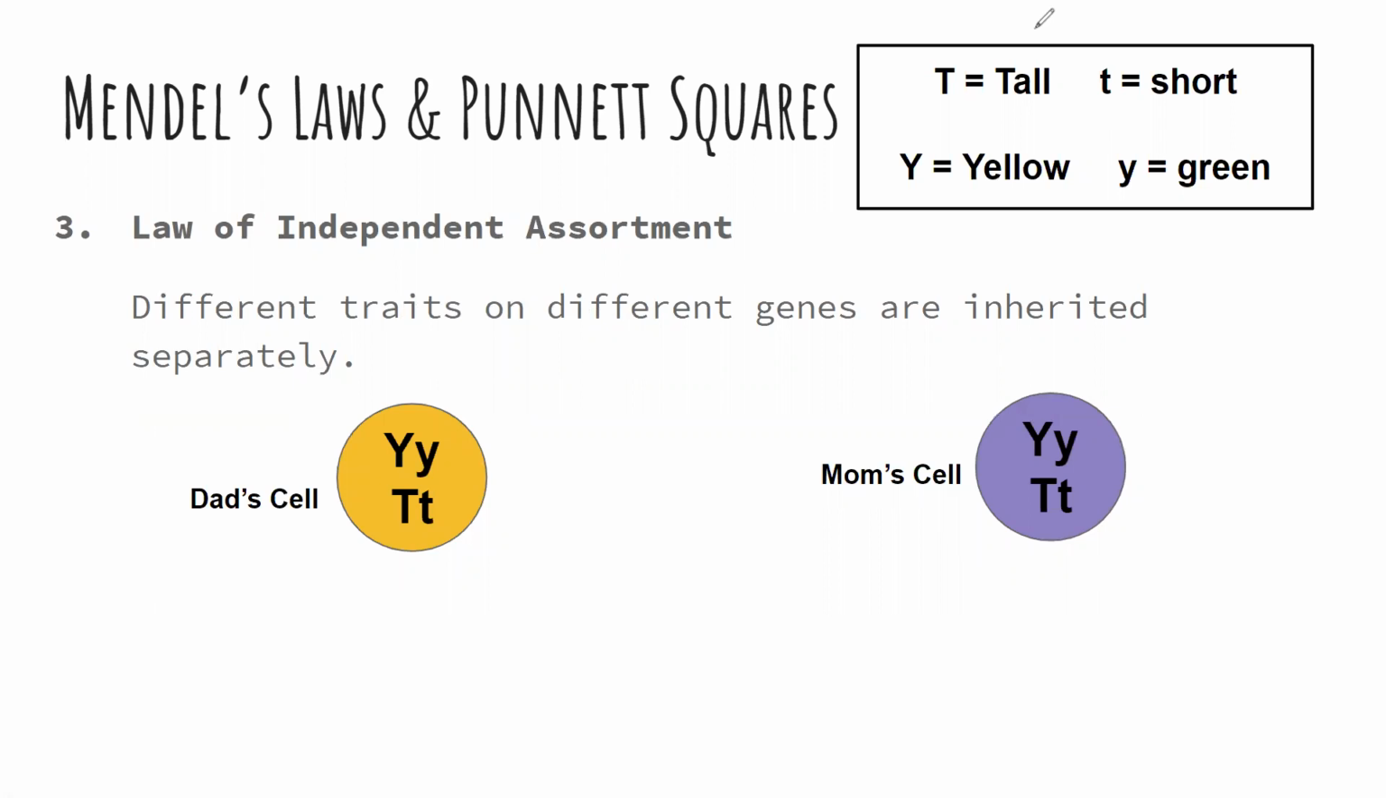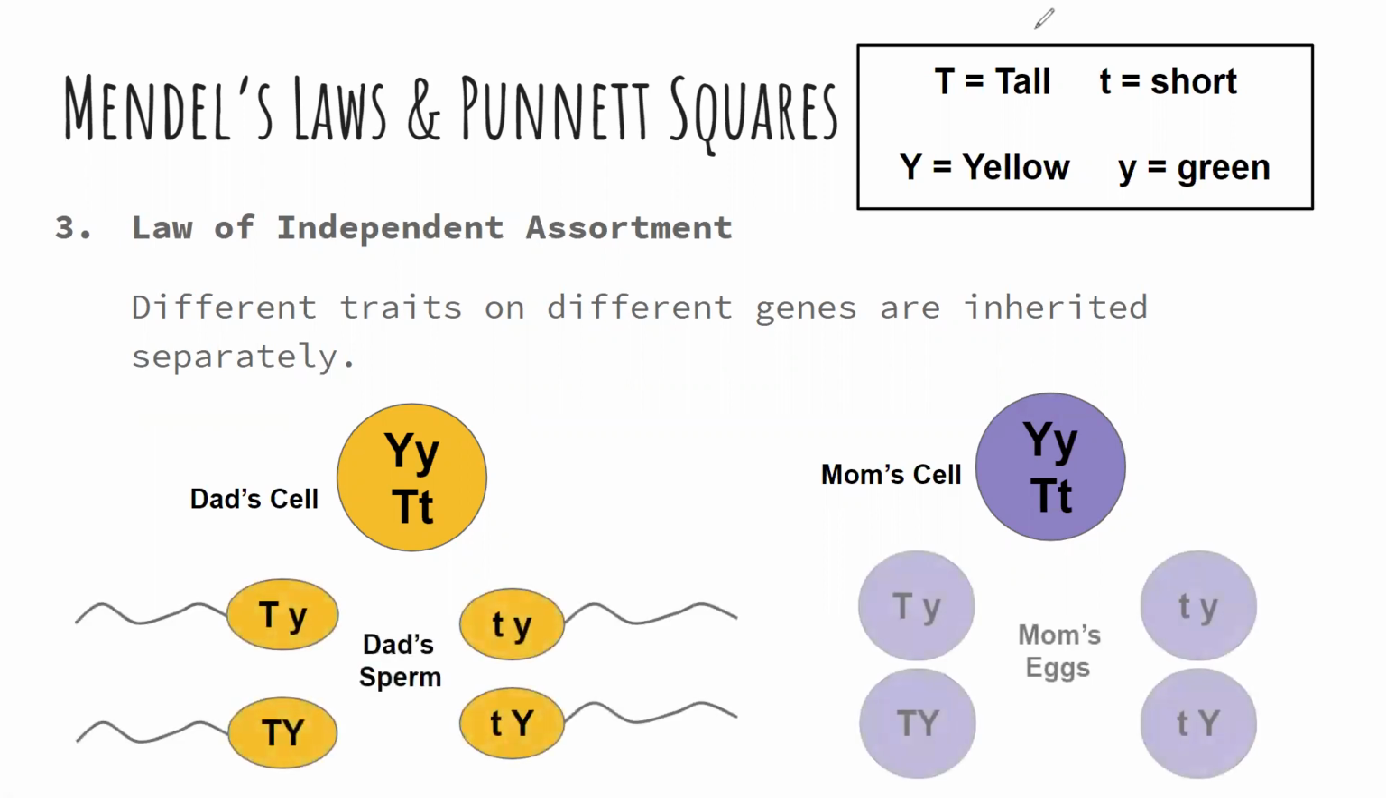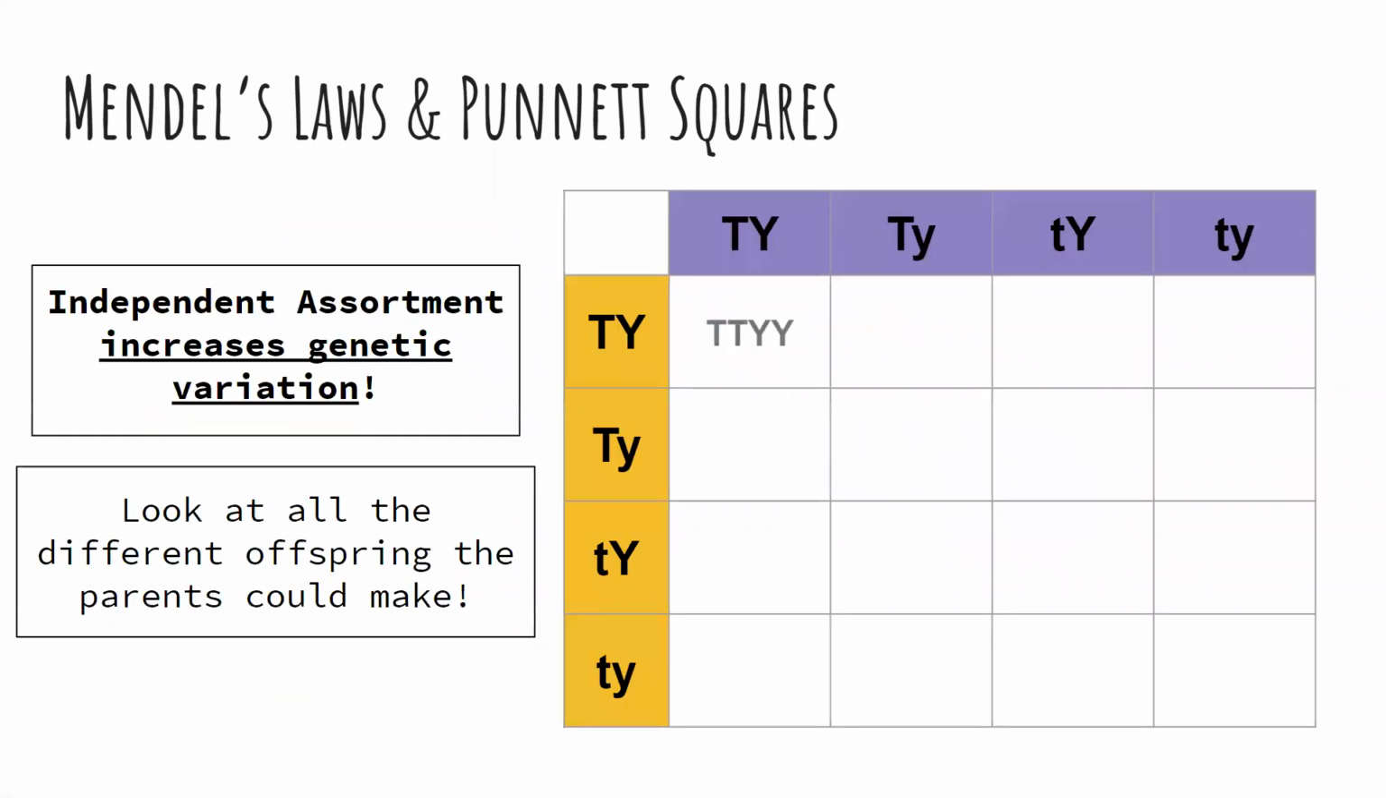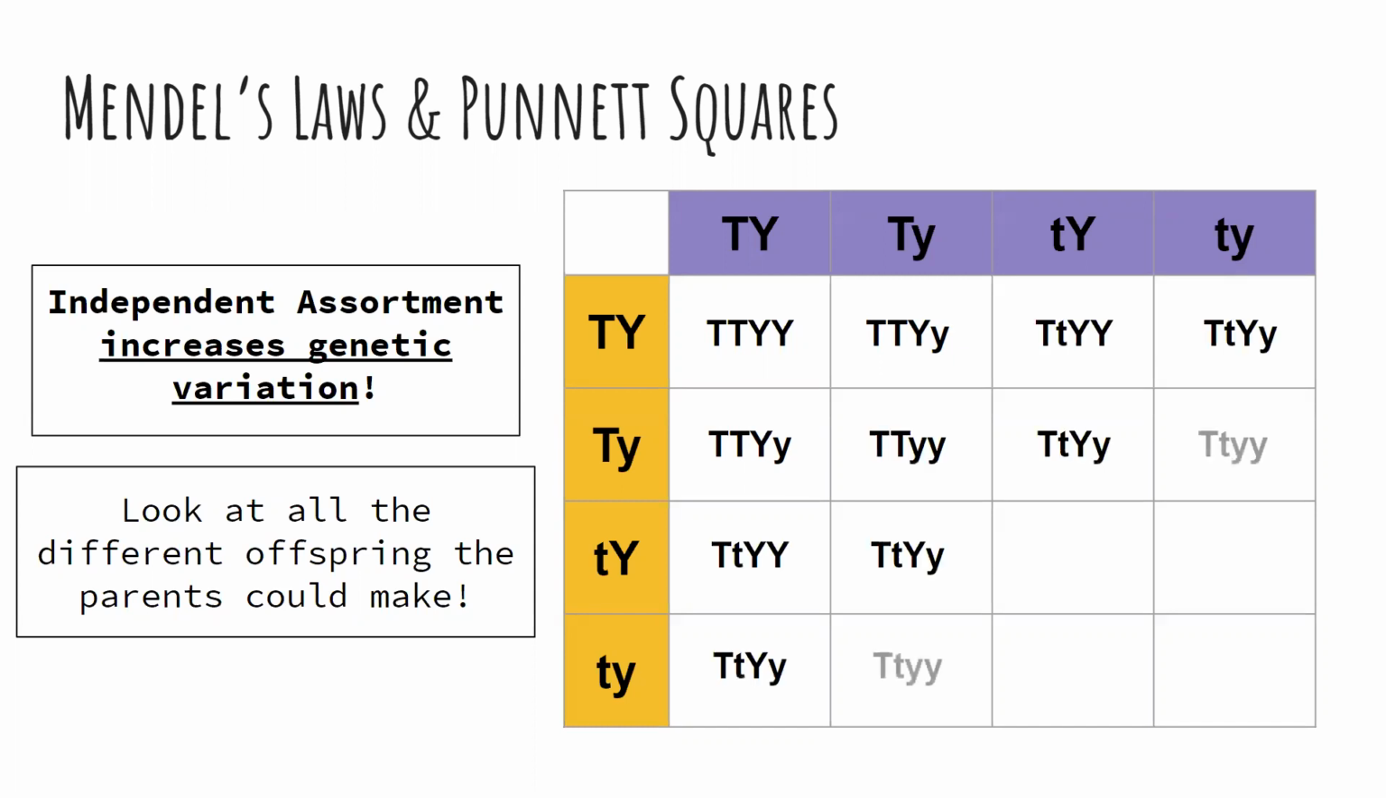And the law of independent assortment says different traits on different genes are inherited separately. So they're independently assorted so that you get a different combination every single time. This increases genetic variation. This is called a dihybrid cross, where 2 traits are being crossed. Look at all the different possibilities.